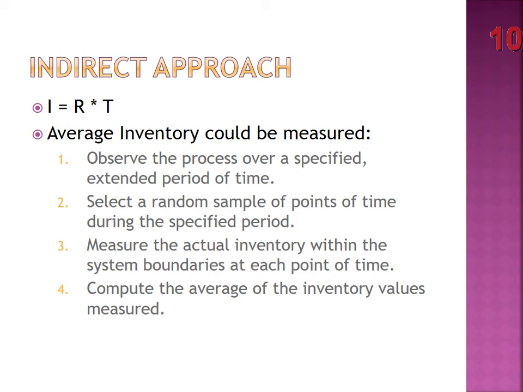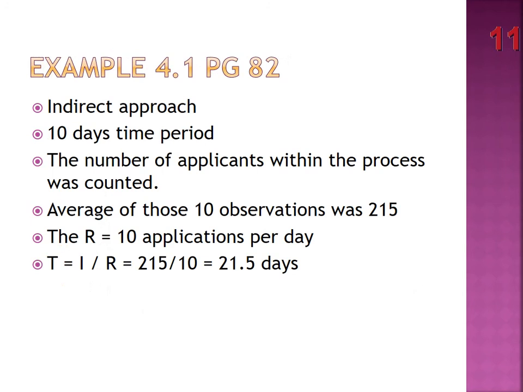Okay? And so then almost always we know the throughput of a process and what we're looking at, right? So now we have both the inventory and the throughput, right? And so we can calculate the flow time. So on page 82, I'll go ahead and read that example. We'll go through that.